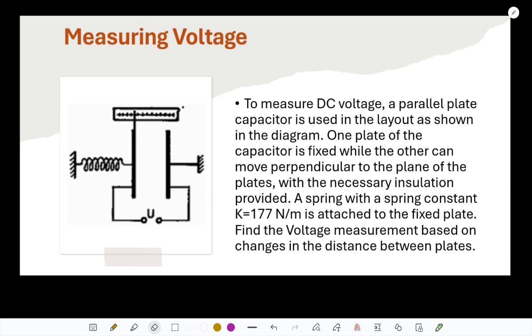As you can see, we have set up some kind of experimental setup to measure the voltage, and the statement itself reads that to measure DC voltage, a parallel plate capacitor is used in the layout as shown in the diagram. One plate of the capacitor is fixed while the other can move perpendicular to the plane of the plates with the necessary insulation provided, of course. A spring with a spring constant K equals 177 Newton per meter is attached to the fixed plate.